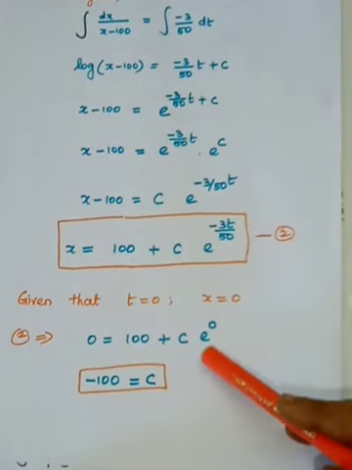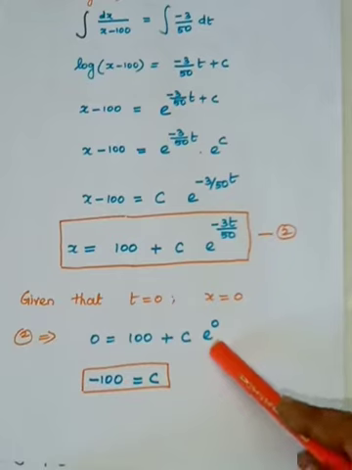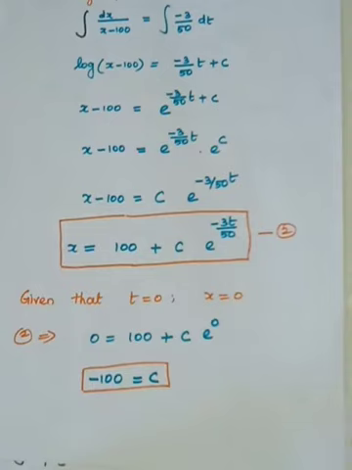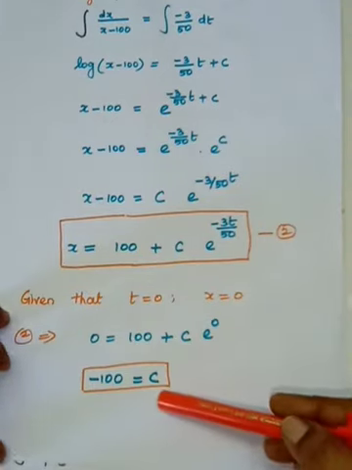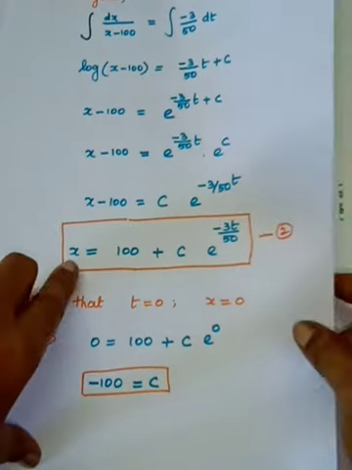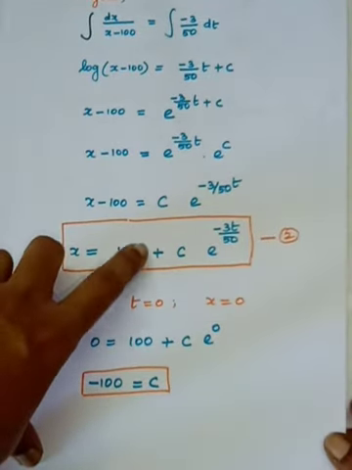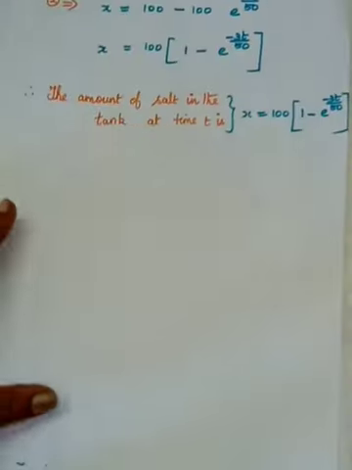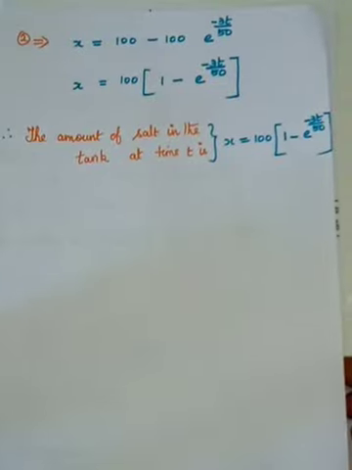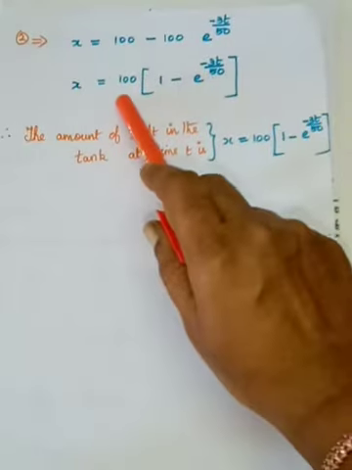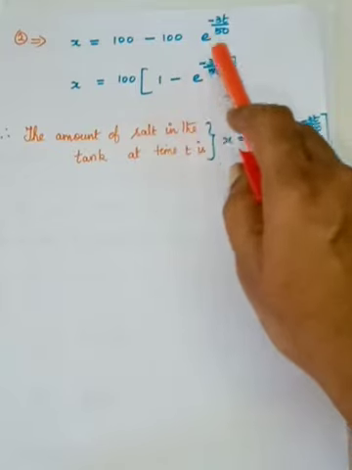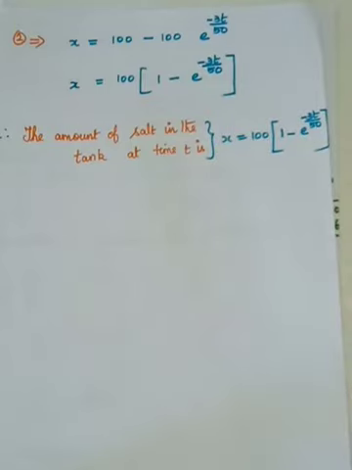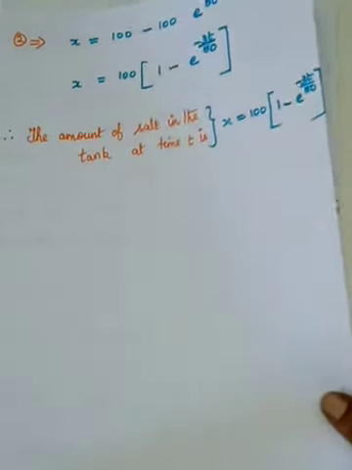So if you substitute x as 0, 0 is equal to 100 plus c. In the place of t as 0, so e power 0. So e power 0 is 1. 1 into c. So here you will have c. So this 100, when you take it to the left side, it is minus 100. So the c value we have found has to be substituted in the second equation. So therefore x is equal to 100 minus 100 into e power minus 3t by 50. So here it is written like this. From these two terms, 100 is common. If you take it out, 1 minus e power minus 3t by 50. So this much amount of salt is present in the tank at any time t.